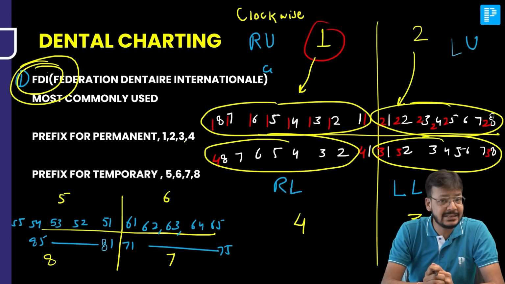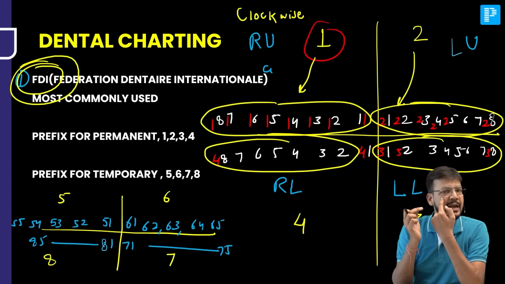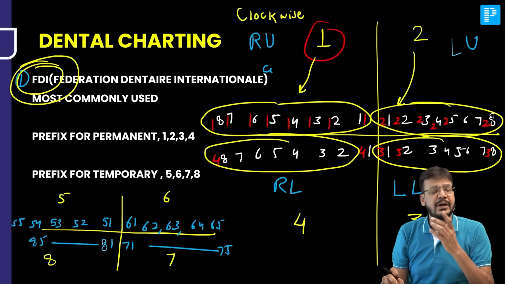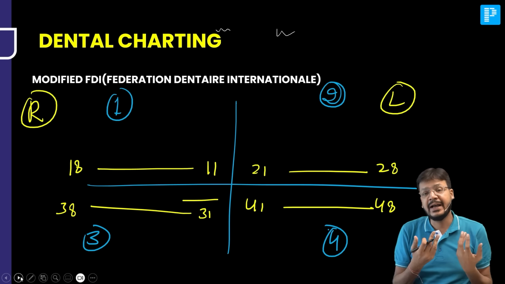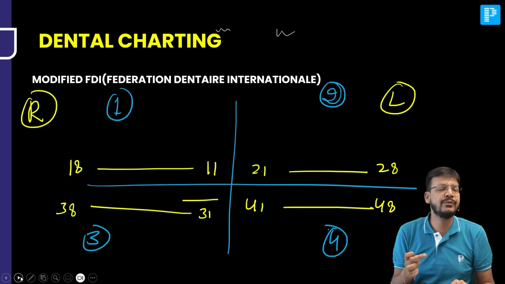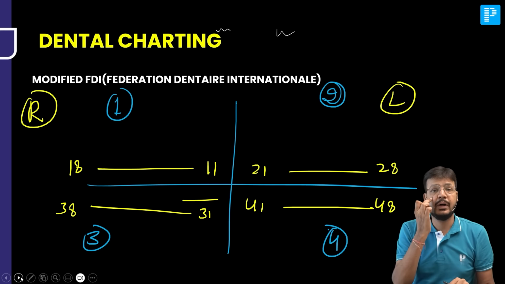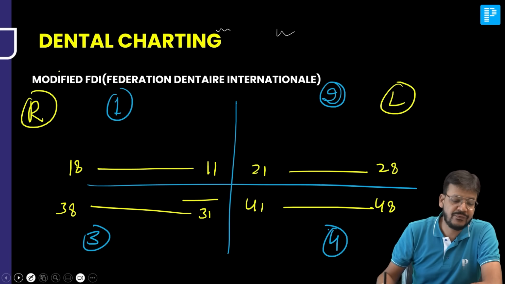If I do it like this, it is known as the FDI formula. What I am doing is 1 to 8, 1 to 8, but adding 1 for the first quadrant, 2 for the second, 3 for the third, and 4 for the fourth quadrant. This is FDI. But sir, if I change the order of quadrants in FDI, which was 1, 2, 3, 4, to 1, 2, 4, 3, that will be a modified FDI.